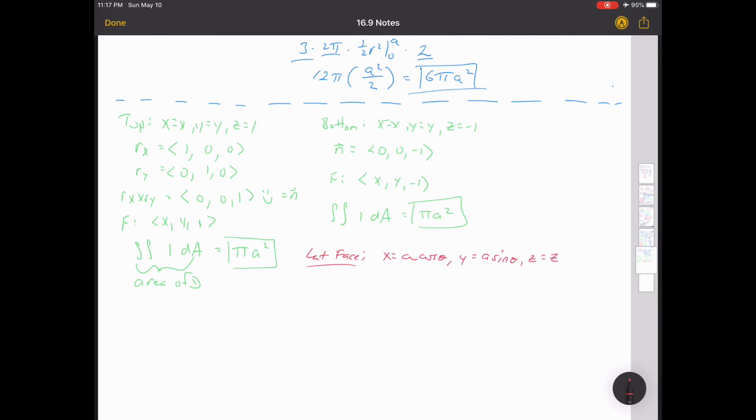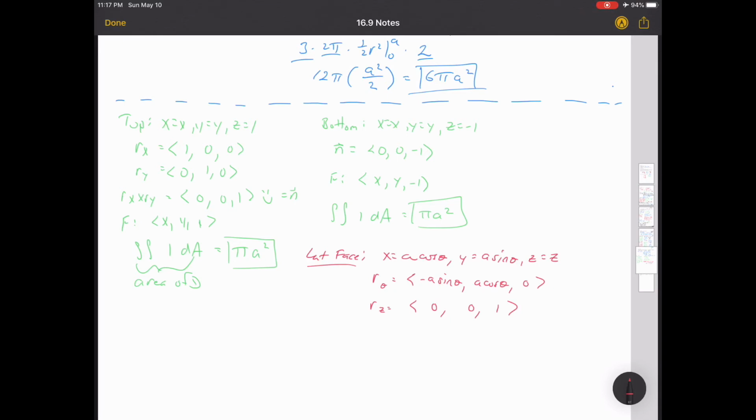So now I have things in only terms of theta and z. So that means I need to do r sub theta and r sub z. R sub theta is going to be -a sine theta, a cosine theta, 0. R sub z, this is nice, is 0, 0, 1.